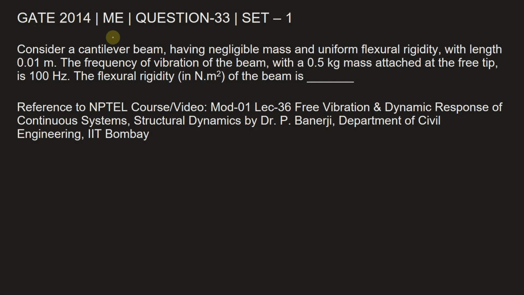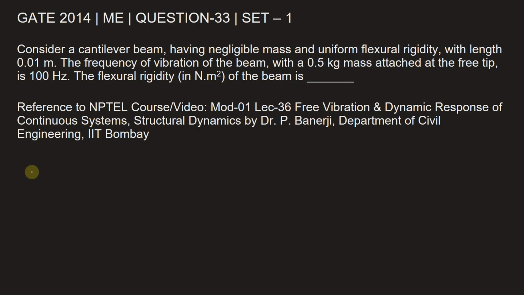This question is from GATE 2014 Mechanical Engineering paper, Set 1, question number 33. Consider a cantilever beam having negligible mass and uniform flexural rigidity with length 0.01 meter. The frequency of vibration of the beam with 0.5 kg mass attached at the free tip is 100 Hz. The flexural rigidity in Newton meter square of the beam is dash.